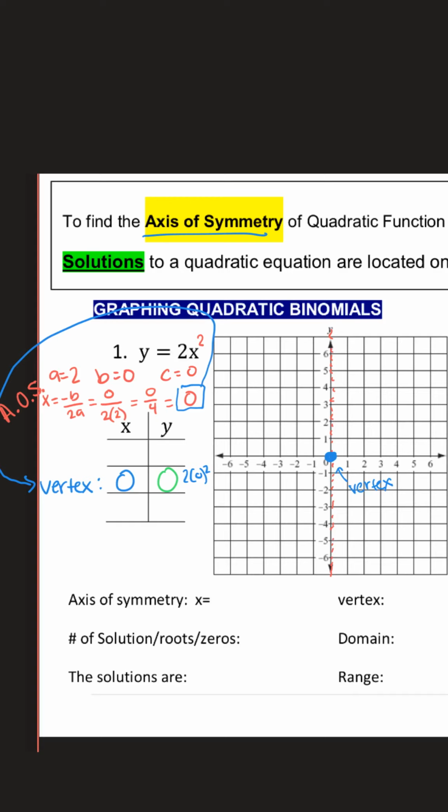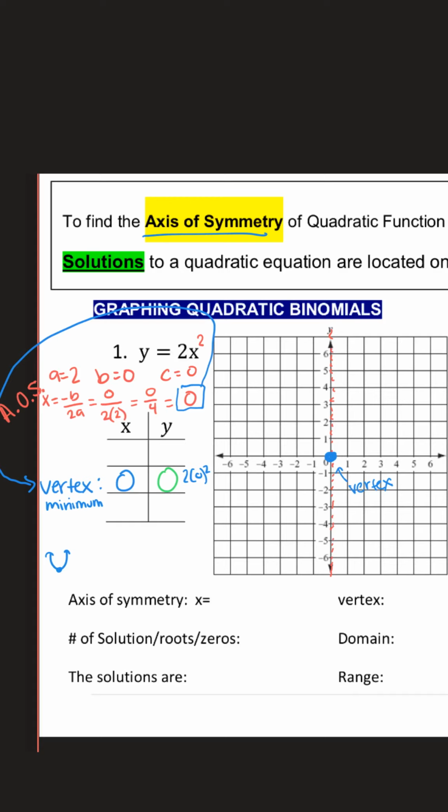Okay. So, let's see if our vertex is going to be a minimum or a maximum. This A term is positive, so that means I'm going to have a happy face parabola. And since I'm going to have a happy face parabola, my vertex is going to be the smallest point. So this is going to be a minimum.